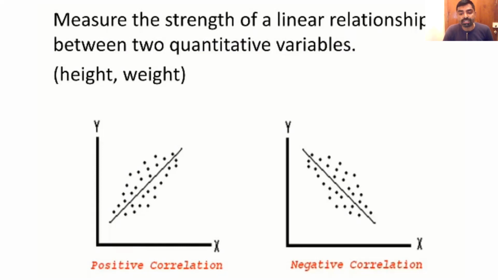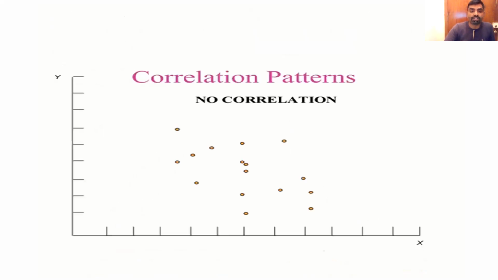The negative correlation. Negative correlation means, say for example, the higher the price of the product, the lesser the demand. So as one variable increases, the other variable decreases. So there is no positive relation, there is a negative relation. So we call it negative correlation. The other one is no correlation.